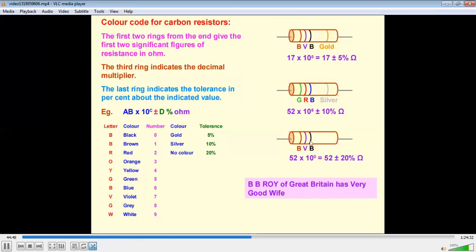Now, if there is no color, the first ring indicates brown, then violet, and then black. So there is no color. This is why 20% tolerance. So you have to remember this. This is very important for you. Color code for carbon resistors. So using this sentence, you have to memorize the whole 10 number of color.